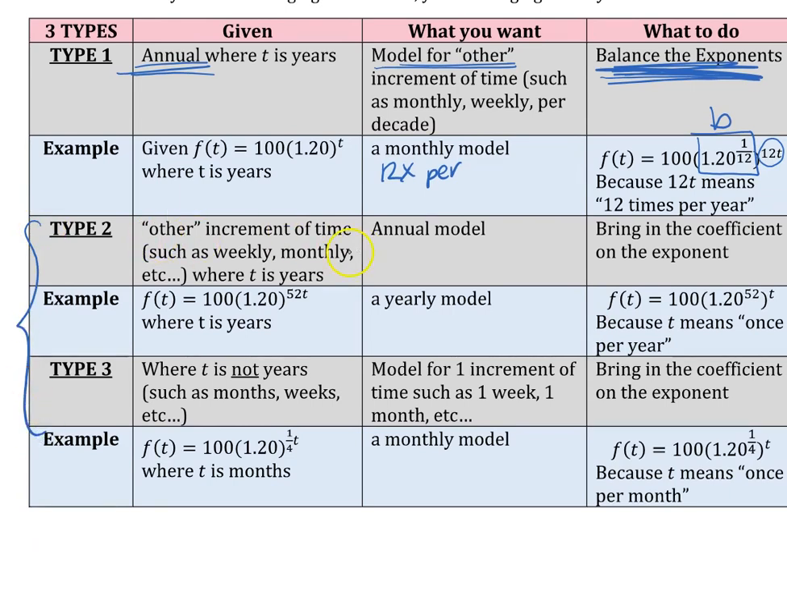You're starting with an other increment of time, meaning like a weekly, a monthly model. So for example here, if t is years, 52t means 52 times per year. So basically, I just gave you a weekly model as an example. From that, I want an annual model. Now, if t represents years, that means I want a 1t on the outside. Therefore, I must bring in the 52. So I've created a 1t because that means 1 time per year. So you're not balancing here, you're just bringing in the coefficient. This is going to be ridiculously huge.